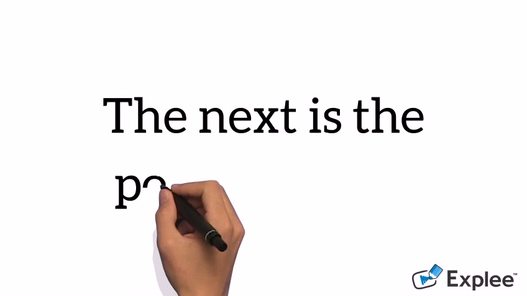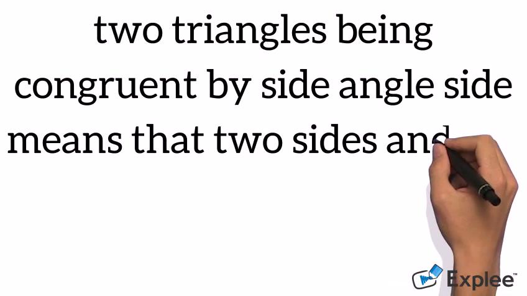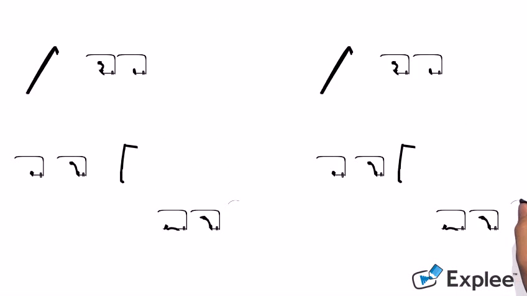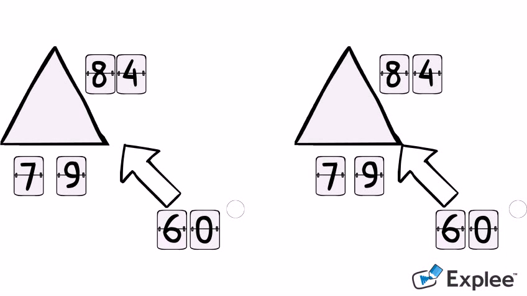The next is the postulate SAS. Two triangles being congruent by side angle side means that two sides and the included angle are equal. A triangle has a corresponding side, then an angle, then another side, such as this example. We can decide that the triangles are congruent.